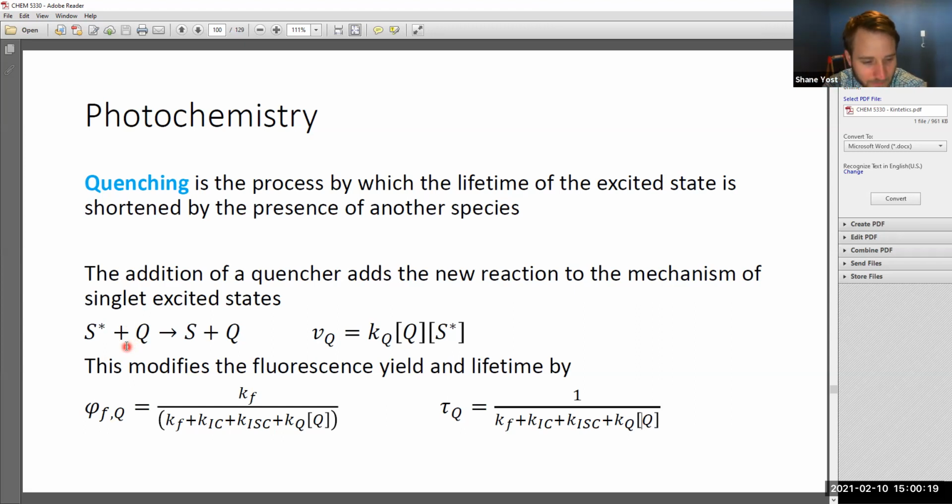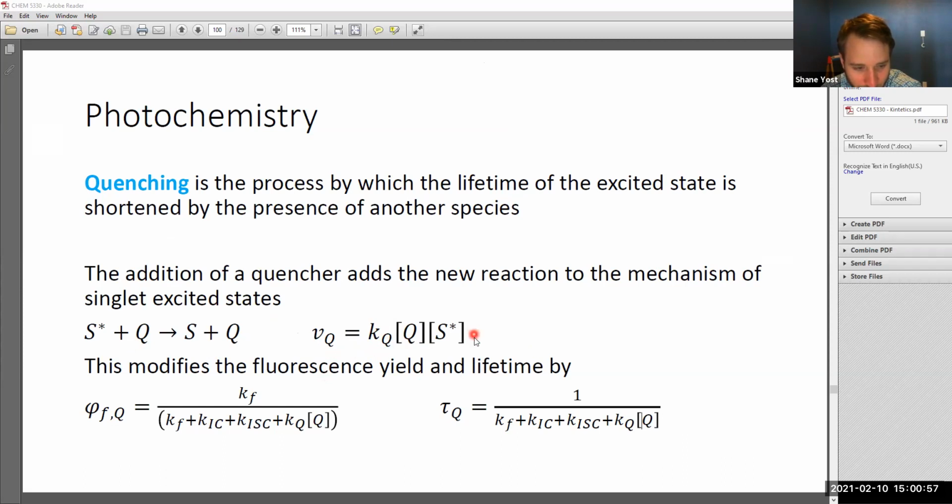But anyways, the rate law for this reaction involves the quenching rate constant, KQ. Imagine I had written up over here some KQ, a rate constant for this reaction. Sorry, my mouse got stuck there. So the rate is just the rate constant times the concentration of your reactants, which is Q times S star.